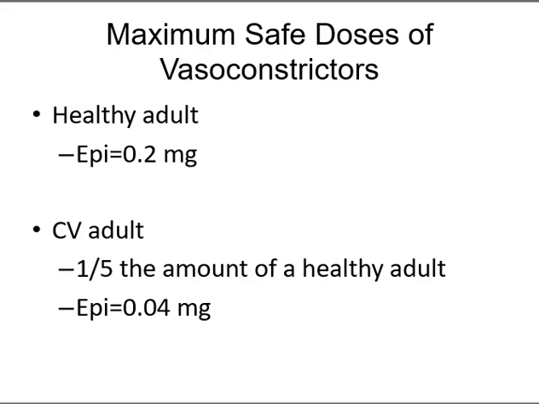So here are our maximum safe dose or maximum recommended dose for vasoconstrictors. The healthy adult, the epinephrine is 0.2 milligrams. In 1 appointment, that's the most that they can receive. And our cardiovascular adult is 1/5 the amount of the healthy adult. So the epinephrine for a cardiovascular patient is 0.04 milligrams.